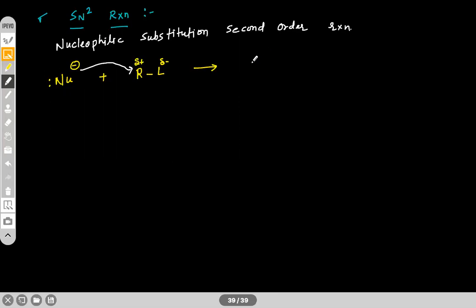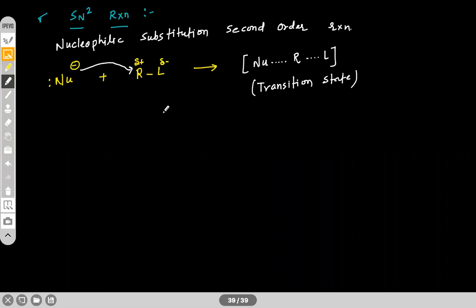So we'll get a transition state over here. The transition state is this, where this nucleophile is trying to attach with this alkyl group and the leaving group is trying to go out. This is a transition state we get. Transition state is the intermediate stage of any reaction.